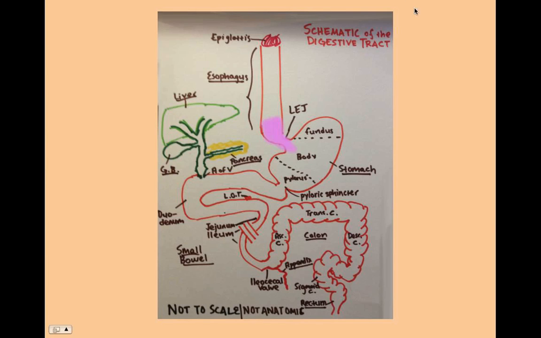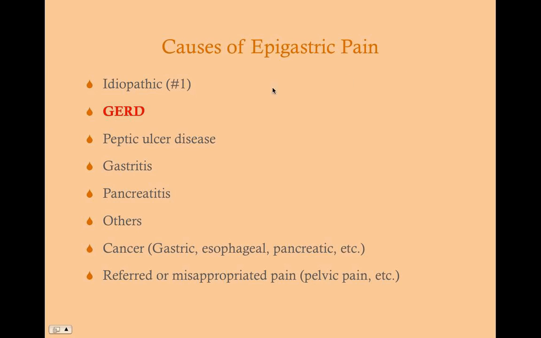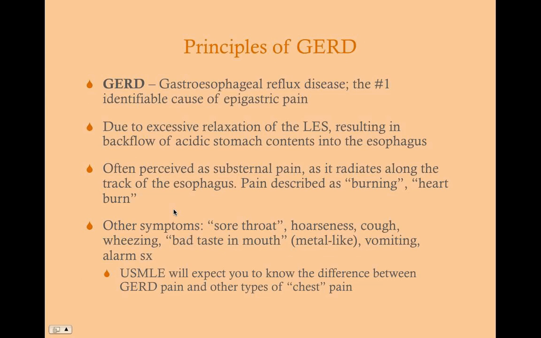So here's our schematic of the digestive tract, and if you haven't seen the esophagus disorders, you should probably go back and look at those. But either way, we're now talking about a disease that primarily affects the lower esophageal junction and the tissue slightly more proximal in the esophagus. GERD is the number one diagnosed cause of epigastric pain. The number one cause is going to be idiopathic, but the number one cause that gets a diagnosis is GERD. And we'll talk about all of these in other sections.